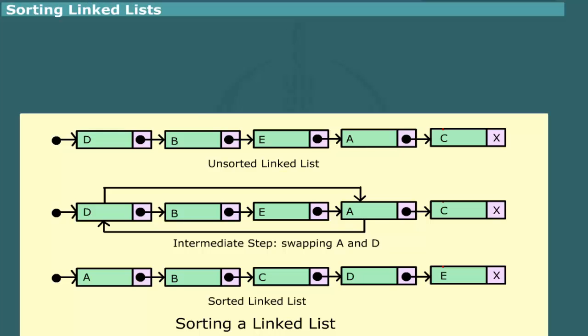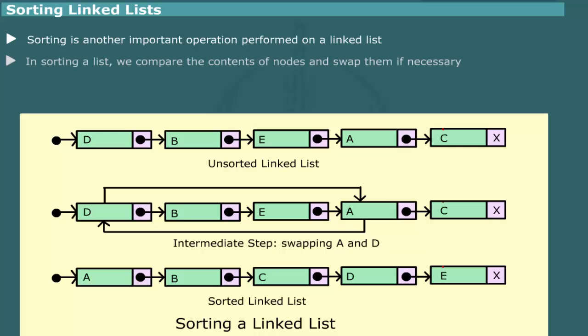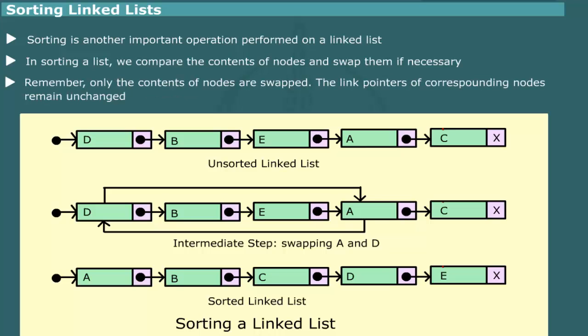Sorting a linked list. Sorting is another important operation which is sometimes required to be performed on a linked list. In order to sort a list, we systematically compare the contents of a pair of nodes and swap them if necessary to bring them in the given order. The important point to bear in mind is that only information fields of the nodes are exchanged. The link pointers of the corresponding nodes remain undisturbed.